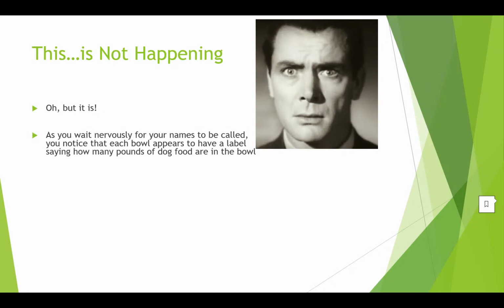Oh, but it is. As you wait nervously for your names to be called, you notice that each bowl appears to have a label saying how many pounds of dog food there are in the bowl. Here's what the labels say. Will you guys write those numbers down? There are 6 numbers because there are 6 participants. I want you to write those 6 numbers down.